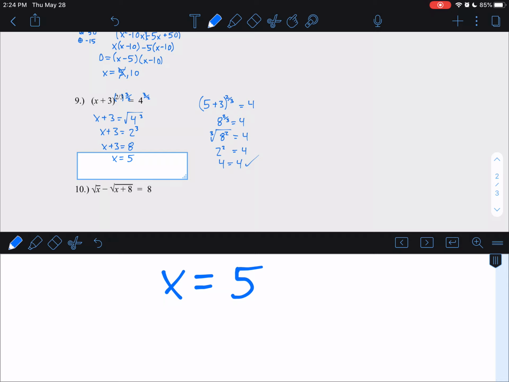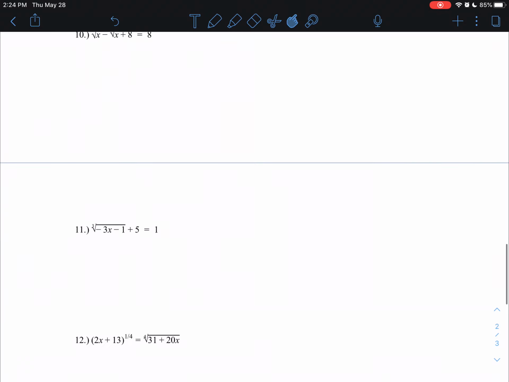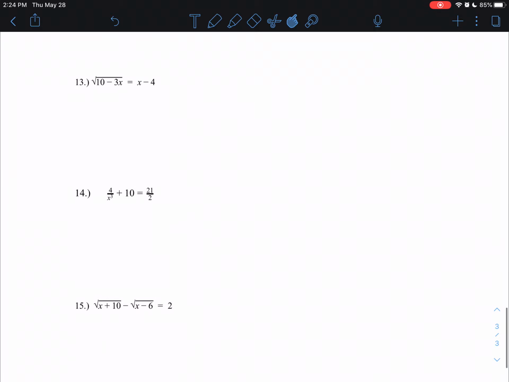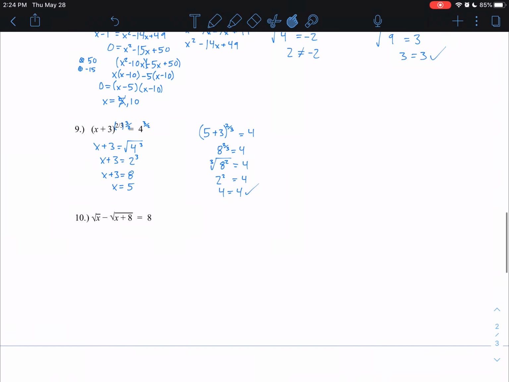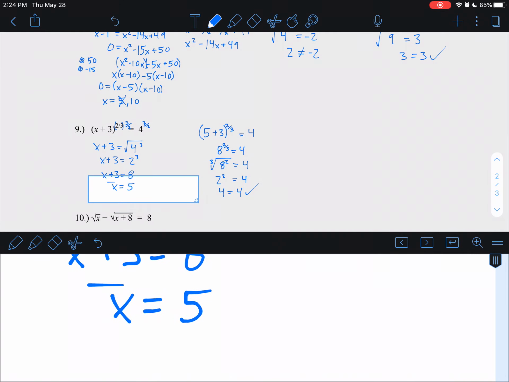All right, and number 10. I know that there's another one down here that's kind of like number 10. It's going to be weird. Yeah, number 15. So yeah, number 10, pay attention to this one because this one is going to be tricky.